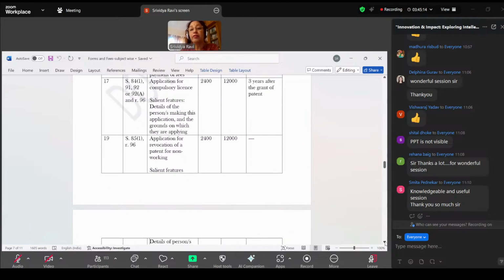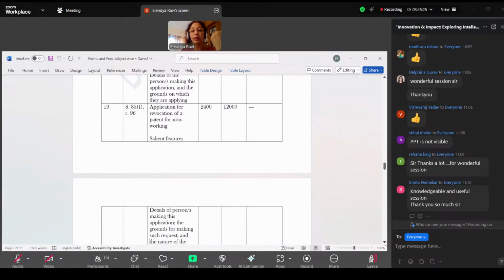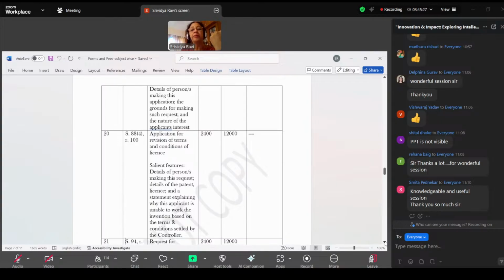Okay, revoking for non-working patents. So if you see Form 27 for 5 years and you see that the patent is not being worked at all, then you can apply for revoking the patent rights under Form 19. Okay, you have a license, but you want to revise the terms and conditions.